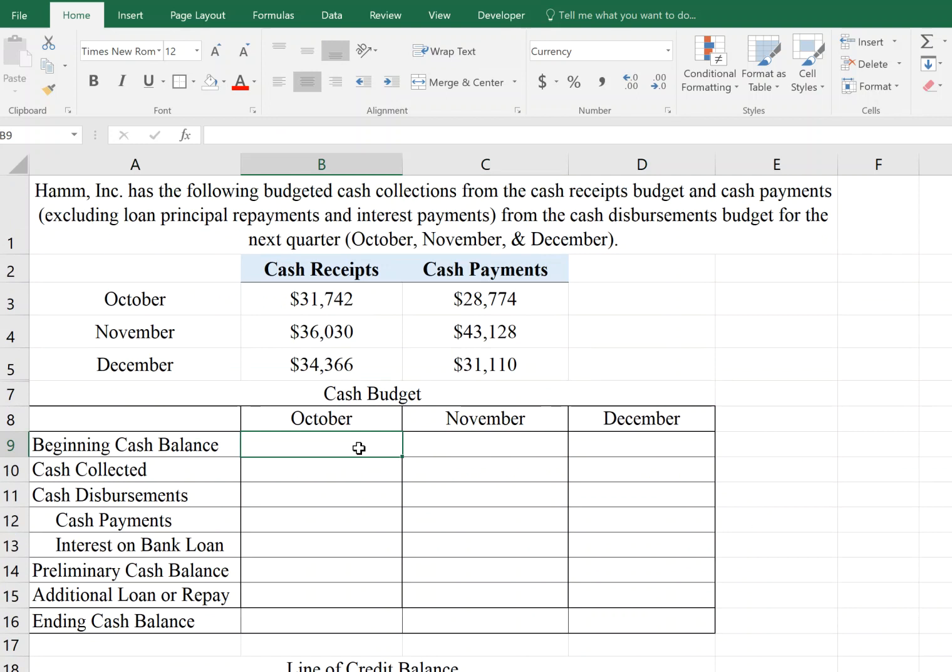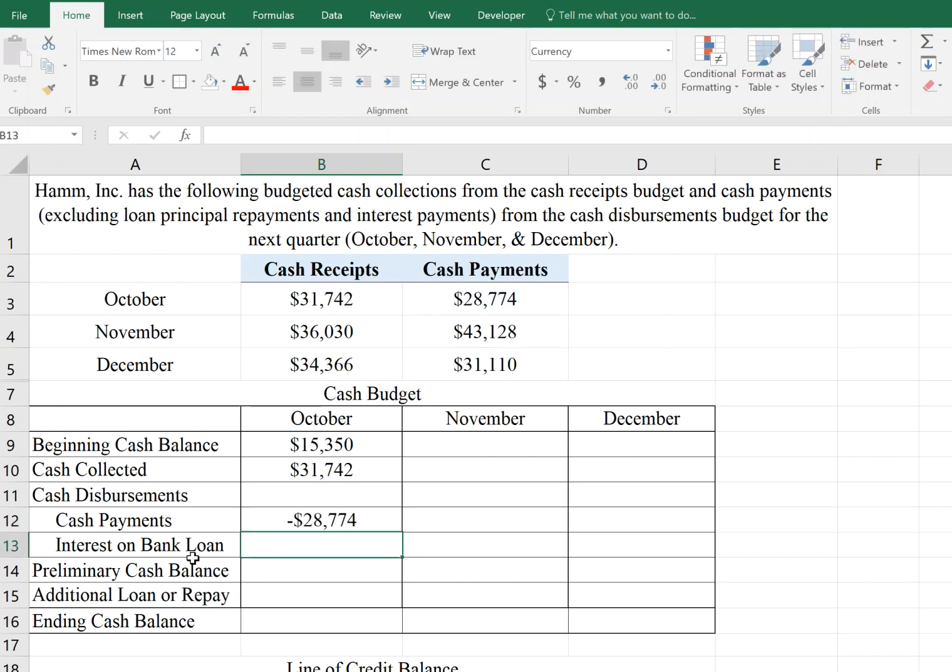So the beginning cash balance was $15,350. That was given in that section that I just deleted. Then we want cash collected in October, so since I'm using Excel, I can just steal that amount and enter it right there. Cash disbursements says to actually enter as a negative, so we'll go ahead and put that in. And then we have cash payments. Well, I think I put that in the wrong spot. Sorry, so our cash payments is this amount.